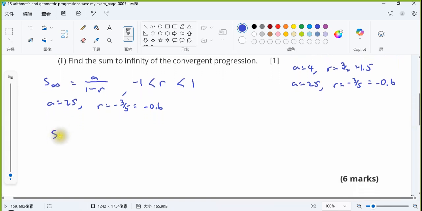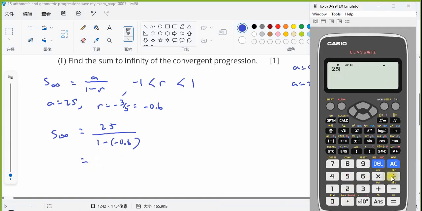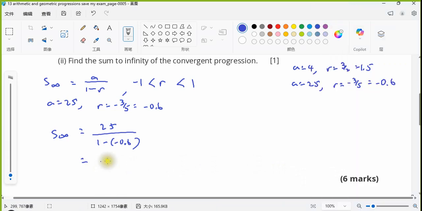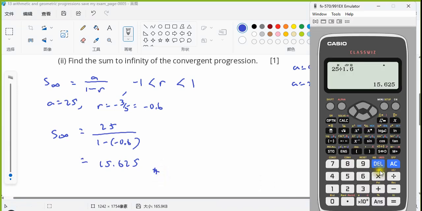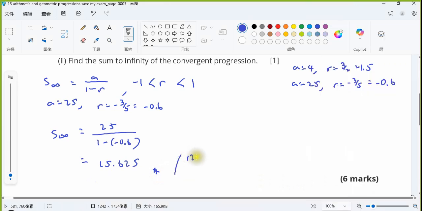So the S infinity will be 25 divided by 1 minus negative 0.6. So we have 25 divided by 1.6. Then we have 15.625, or 125 over 8.